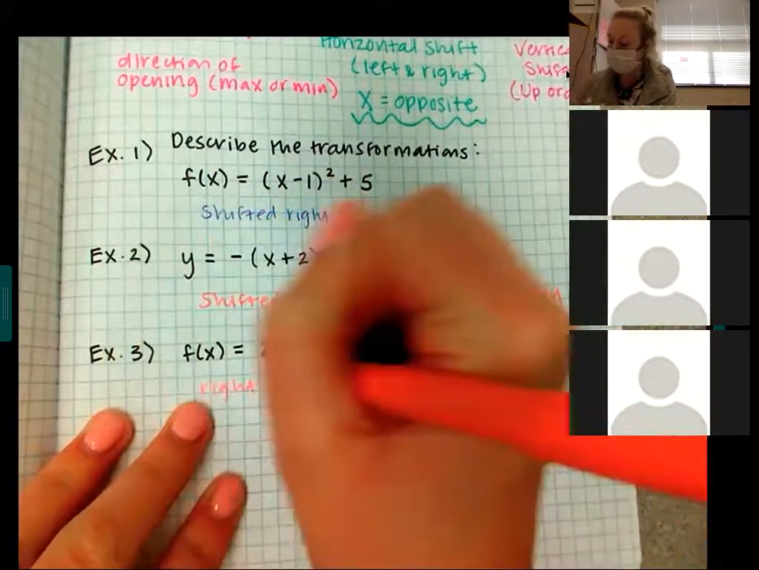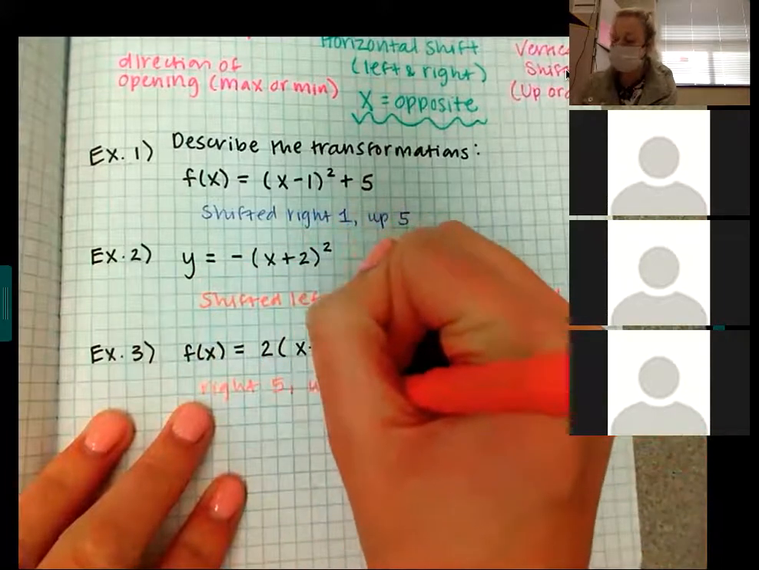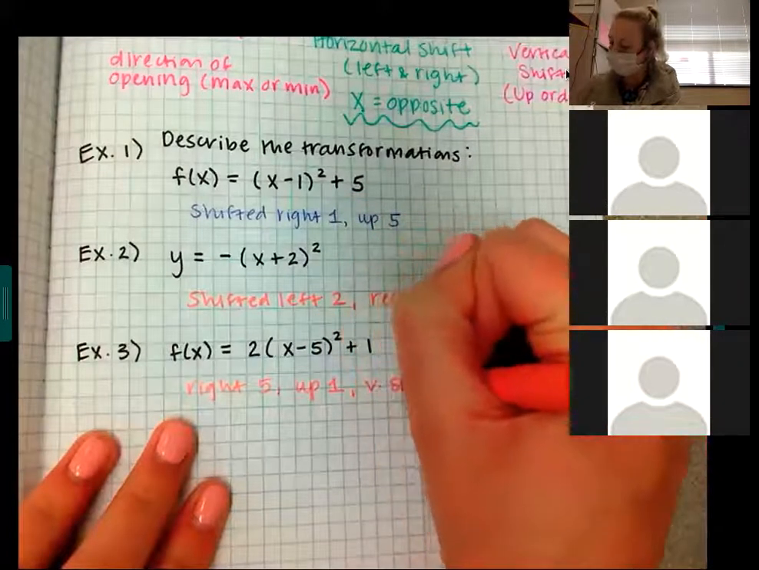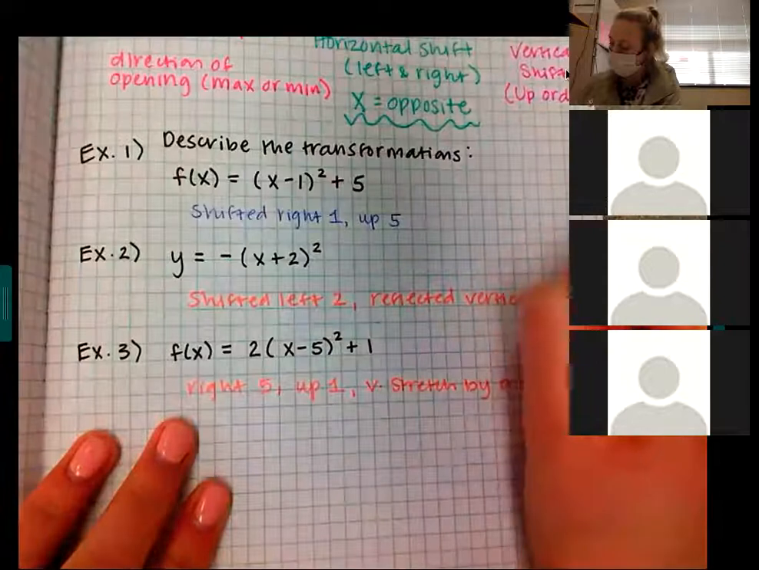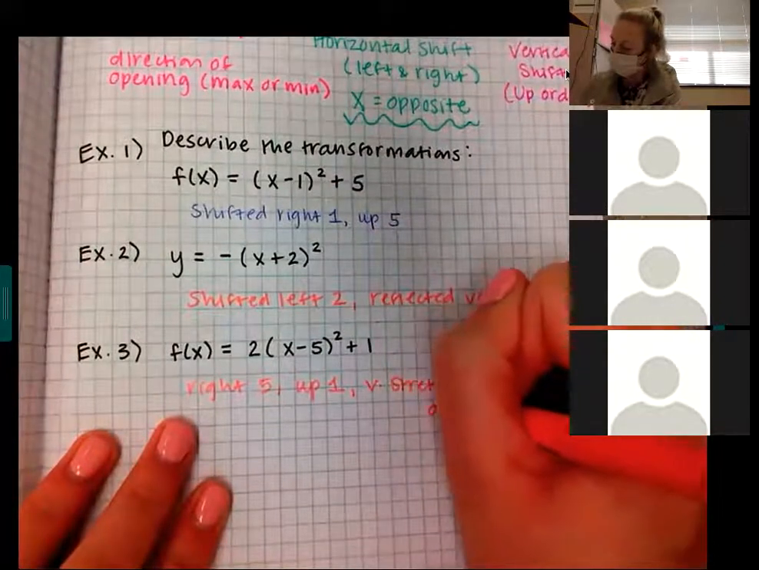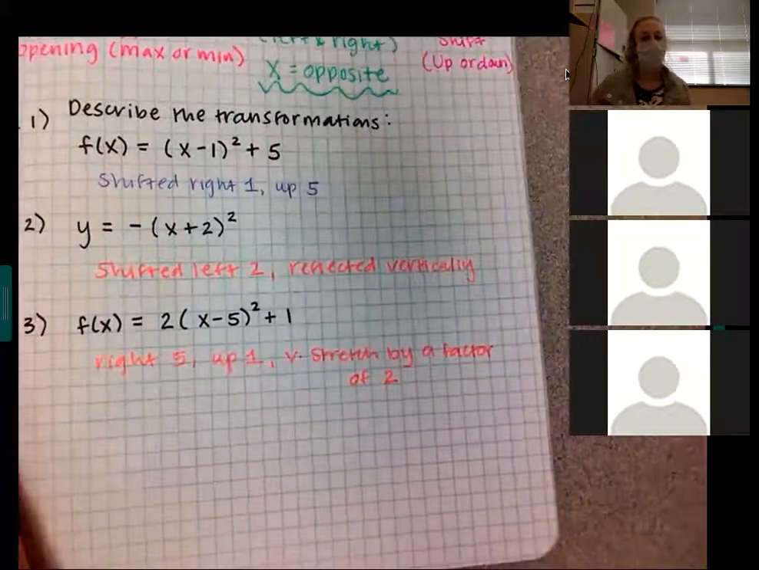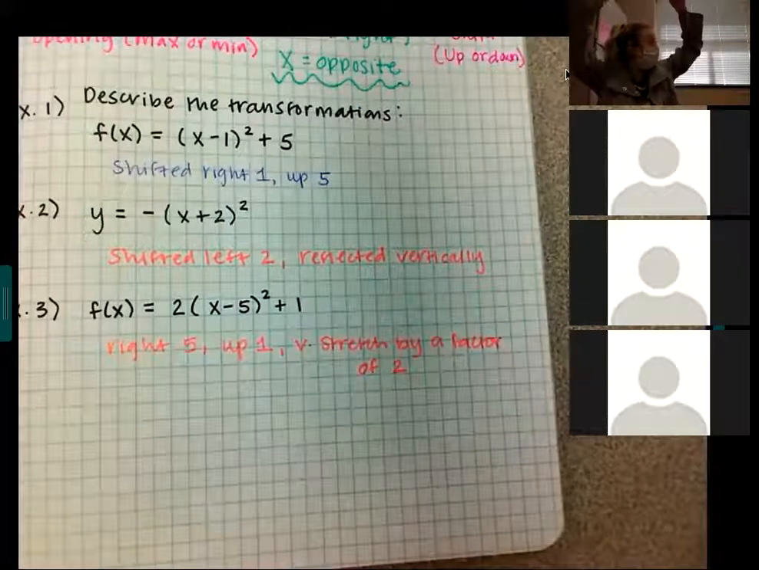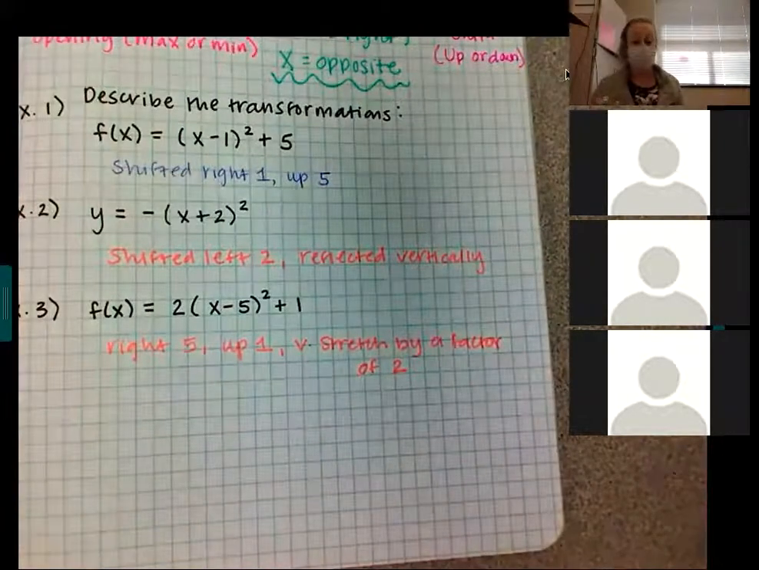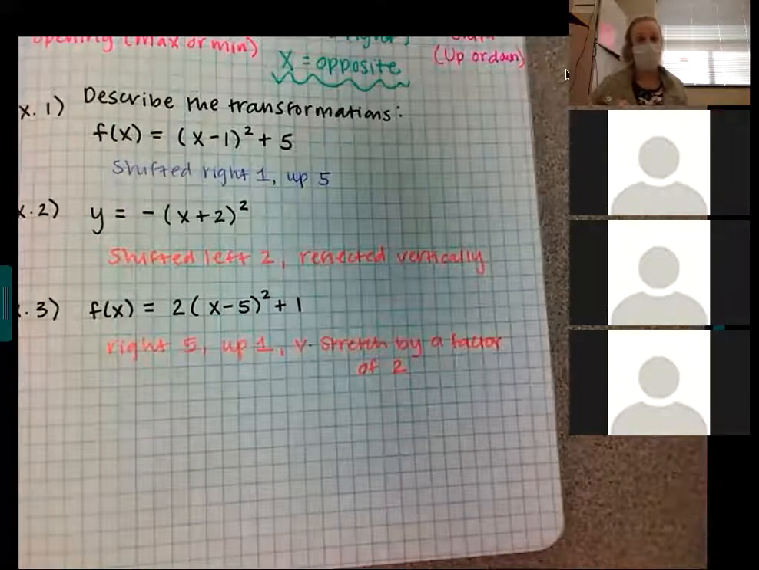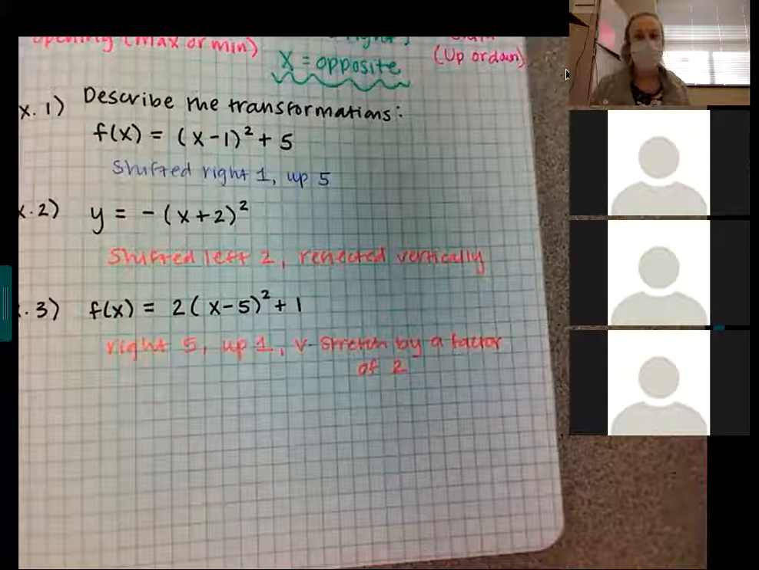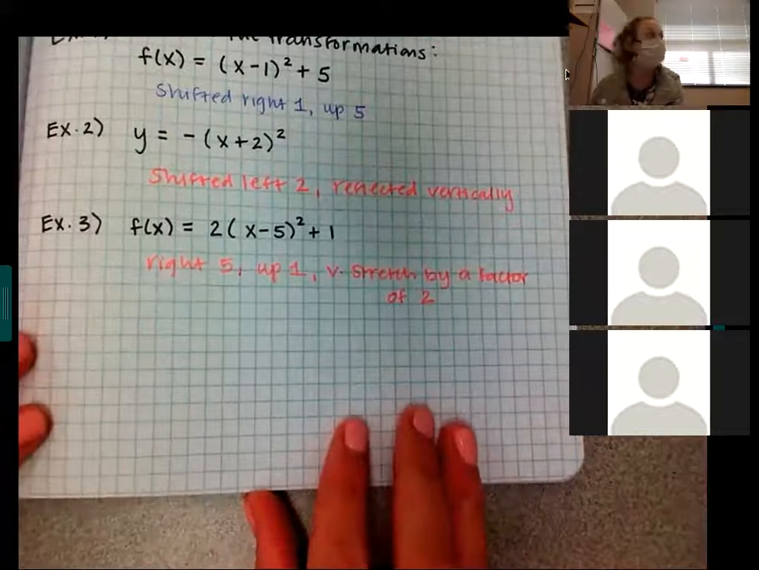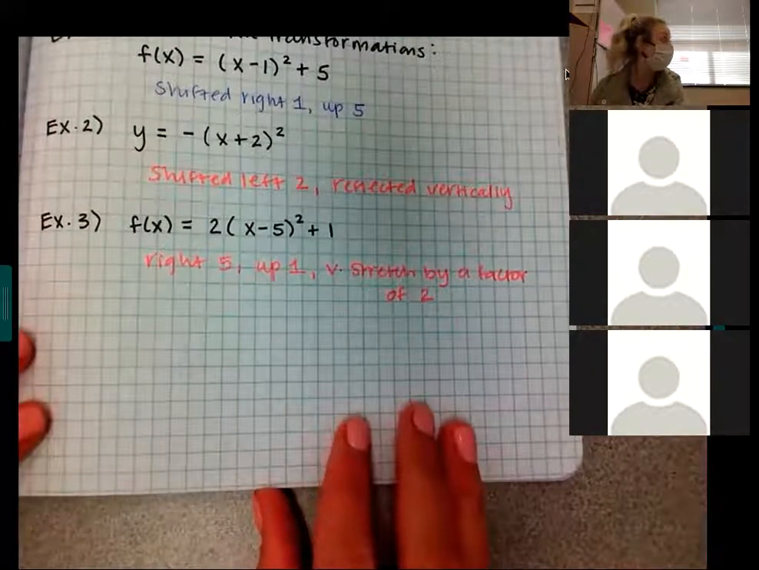Henry, good job. Right 5, up 1, and Jaden and VD, excellent work. Right 5, up 1, and then VD, you guys said vertical stretch, right? By a factor of 2. So I'm stretching this 2 units up. Does that make sense? Because there's a 2 out front. Any questions so far? I'm gonna do one more and then I'm gonna have y'all do one, okay? And then we're gonna move on.